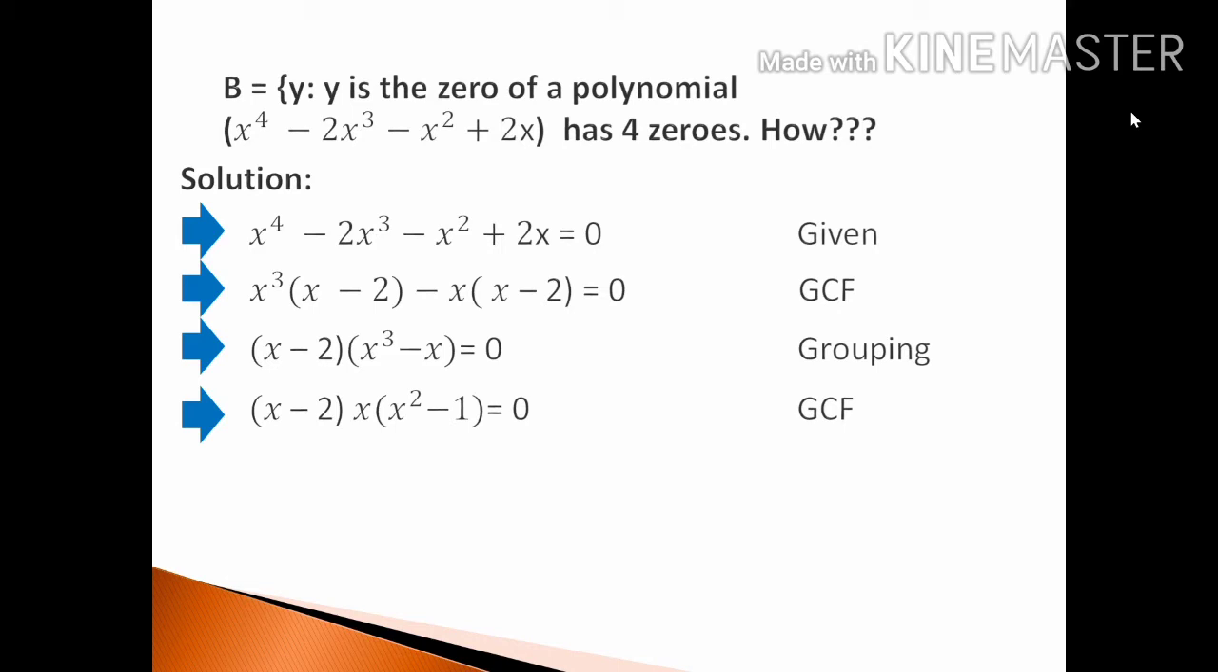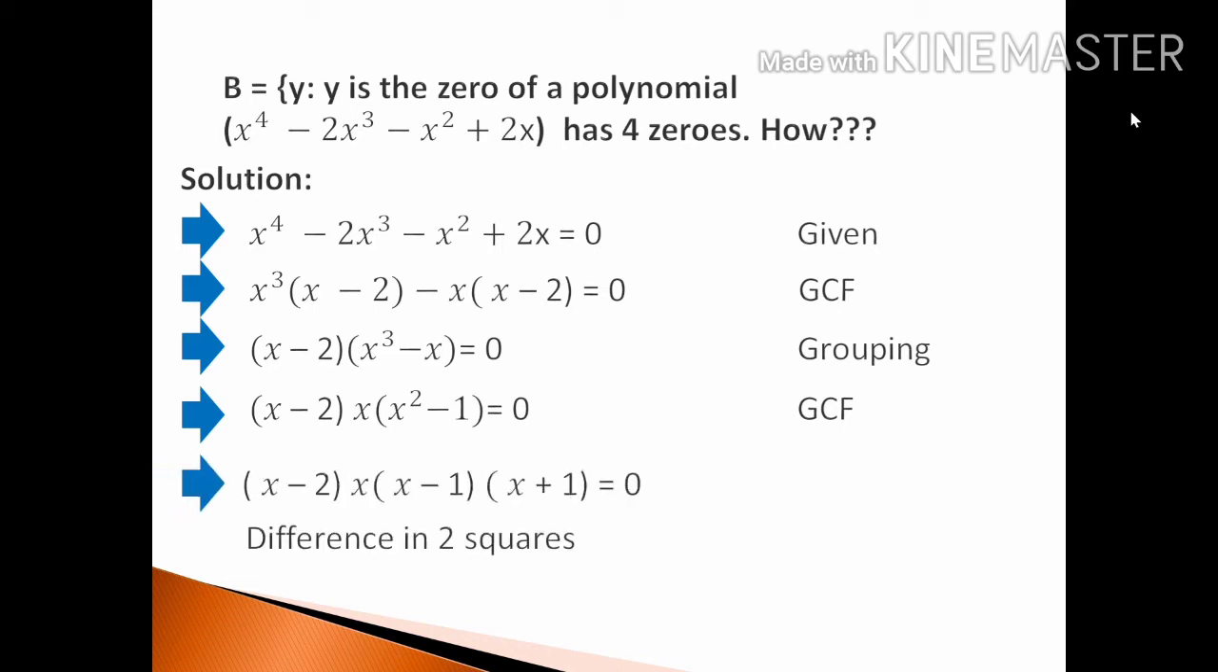So we're going to apply the next factoring, and that is the difference of two squares. Since 1 is a perfect square, we can multiply x minus 1 by x plus 1. It also has a product of x squared minus 1. So in this case, we're able to see all the zeros of the polynomial by equating all the factors to 0. Okay, so we have x minus 2 equals 0, x equals 0, x minus 1 equals 0, and x plus 1 equals 0.